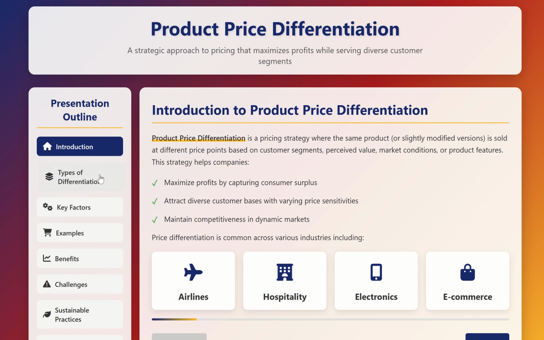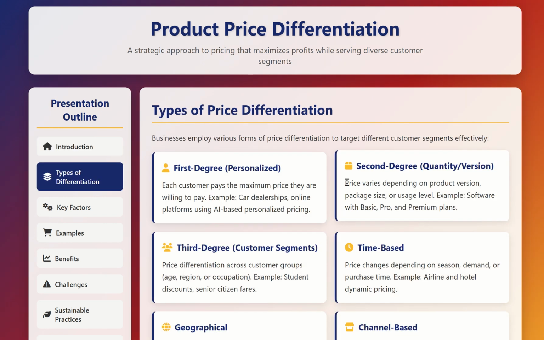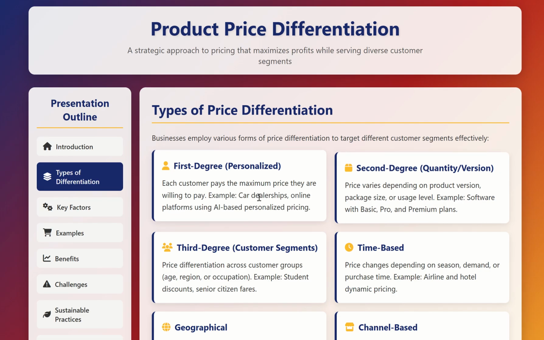Let's go to types of price differentiation. Businesses normally employ various forms of price differentiation to target different customers depending on their segments. The first one is the first degree, which is personal. In first degree, each customer normally pays the maximum price they are willing to pay.